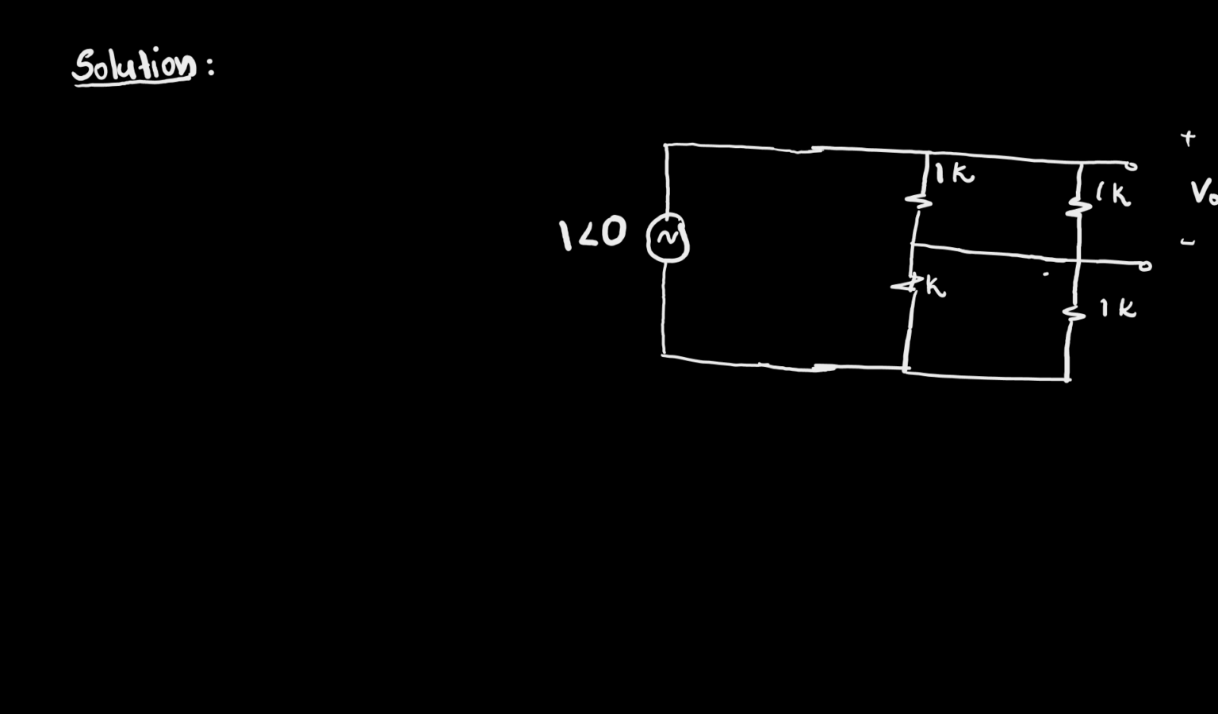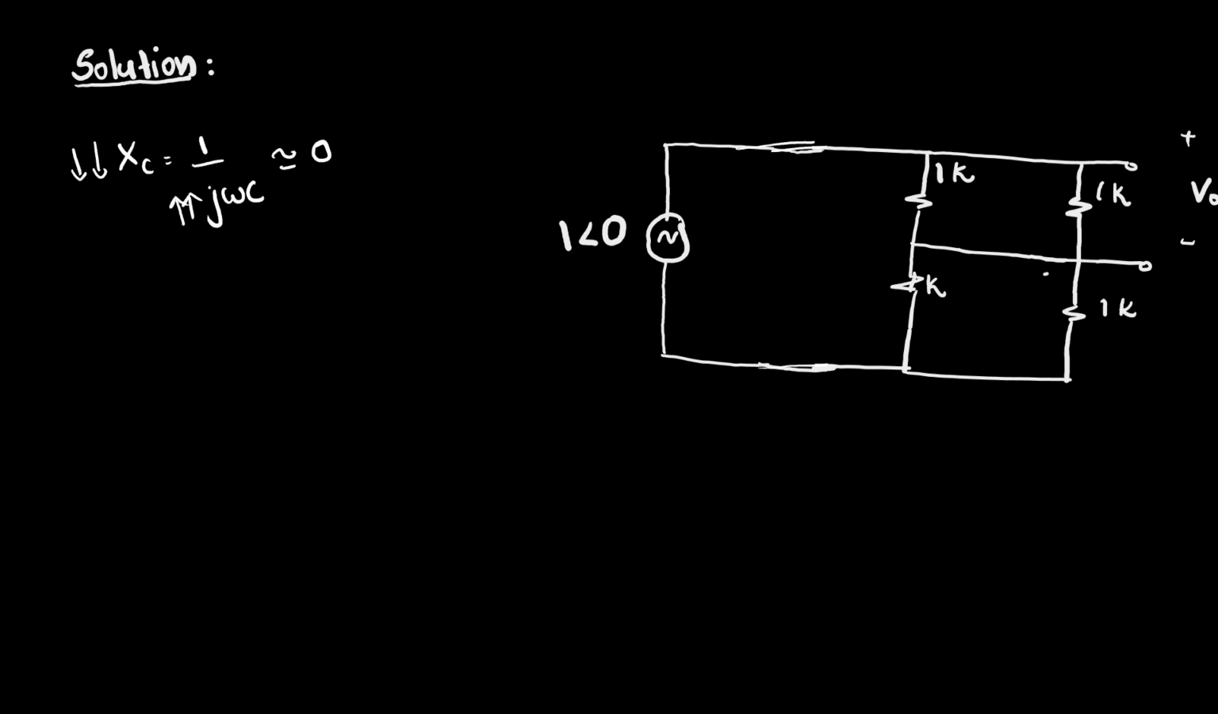How? We know that for a capacitor, the reactance is equal to 1 by j omega C. When the frequency is very high, that is omega is very high, then Xc becomes very low, approximately equal to 0. Therefore, all the capacitors become short circuited because Xc is 0.